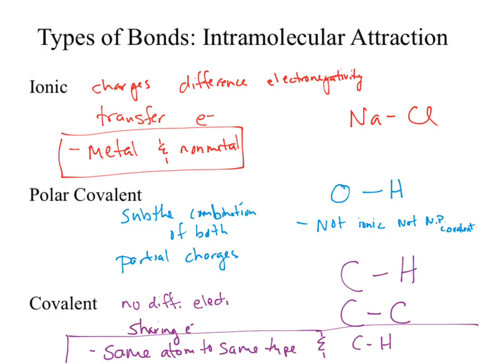I need a different set of rules. Those rules are now going to be looking at the intermolecular attractions. Notice all of our bonds are intramolecular. It's within a molecule. Now what we're going to be concerned about is taking two atoms that are now in separate molecules and bringing those two atoms near each other. What happens with their interaction?